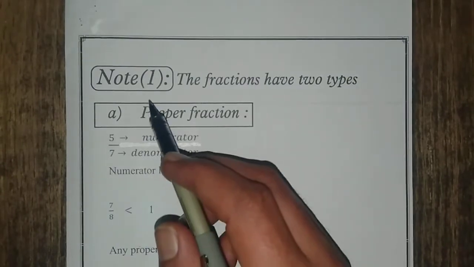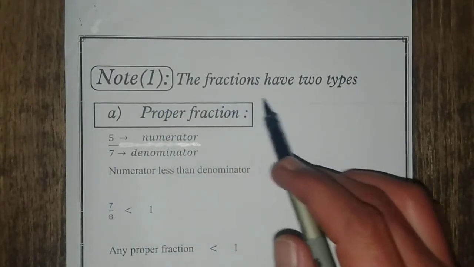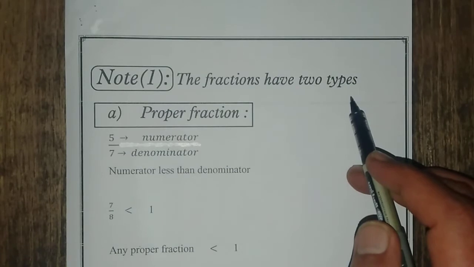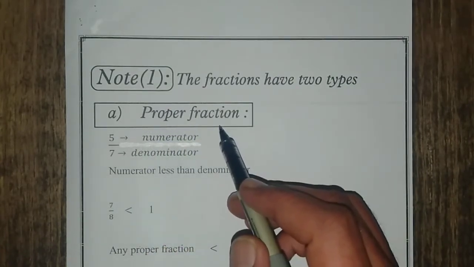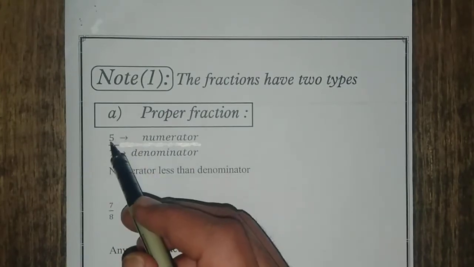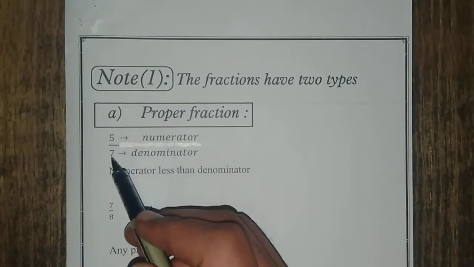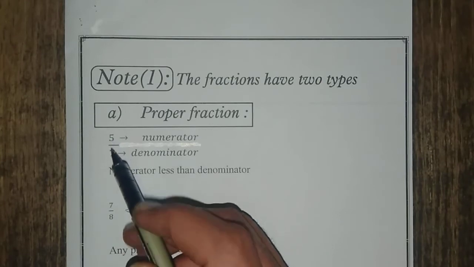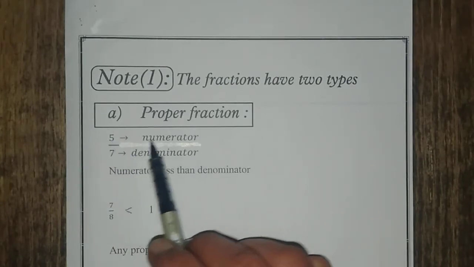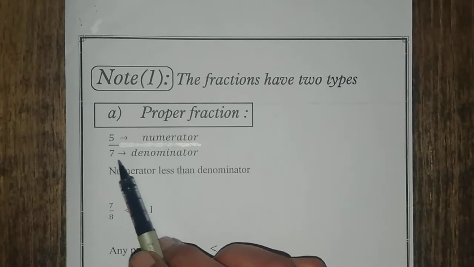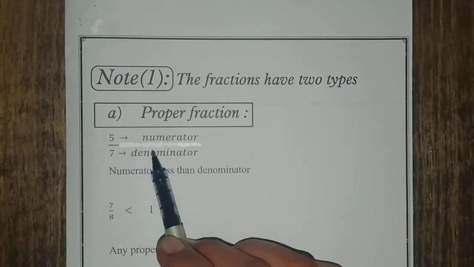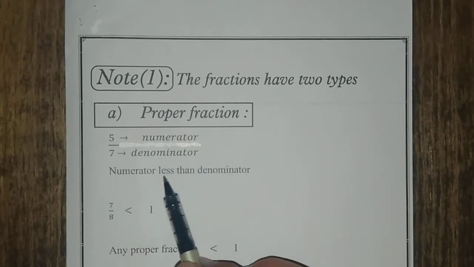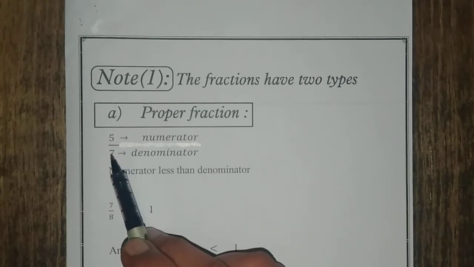We have a note. The fractions have two types. The first type, proper fraction. For example, 5 divided by 7 or 5 over 7. 5 is called the numerator, 7 is called the denominator. In a proper fraction, the numerator is less than the denominator, 5 less than 7.